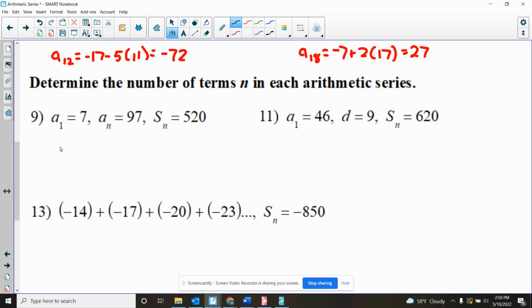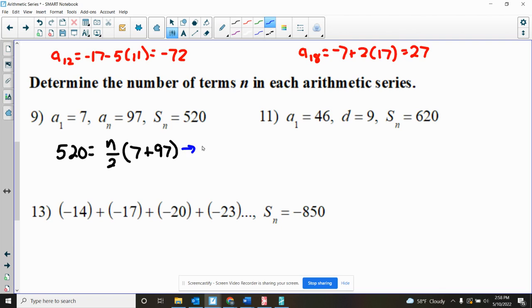So the sum, which in this case is 520, is equal to the number of terms over 2. Well, I don't know the number of terms. Times the first term plus the last term. Fill in what you know so you can solve for what you don't. So let's see what we got.